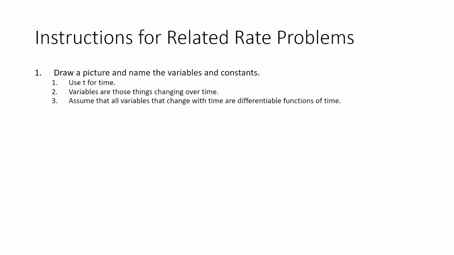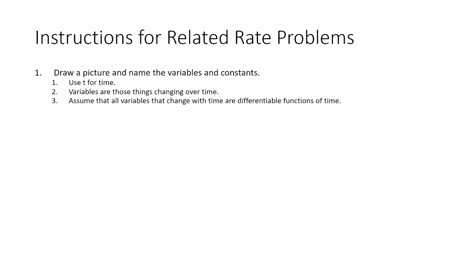Here are the instructions for approaching a related rate problem. After you read the question carefully, draw a picture representing the question. Any unknowns or variables that are changing, give them names. It's best to give them variable names that are appropriate. For instance, if you're looking at the height of something, call that variable h. If you're looking at the width of something, call that variable w.